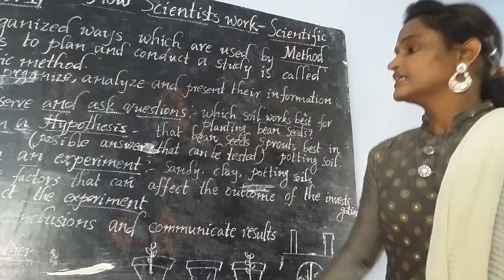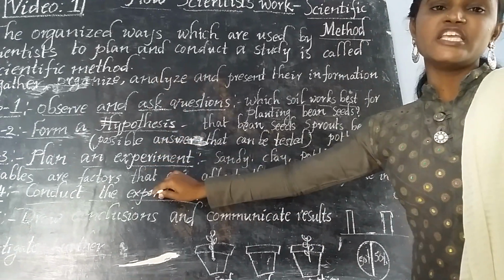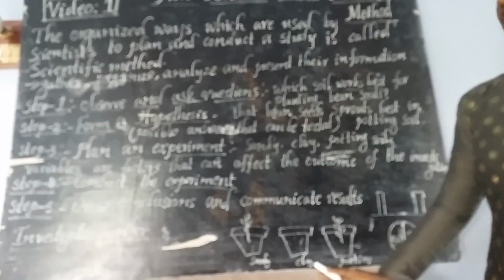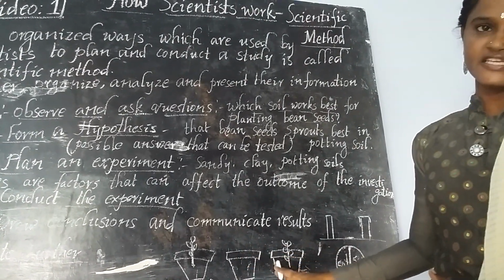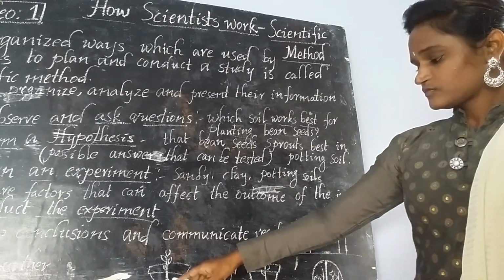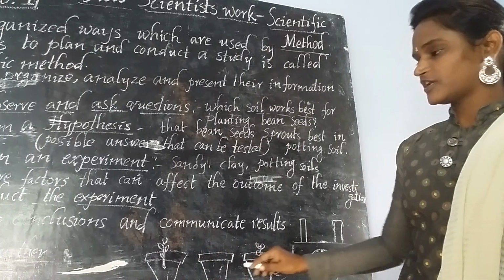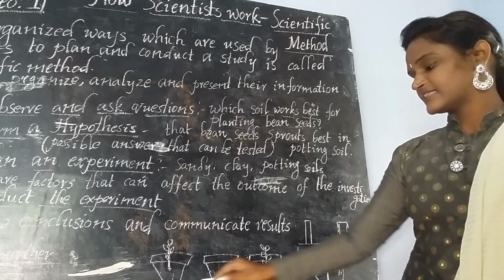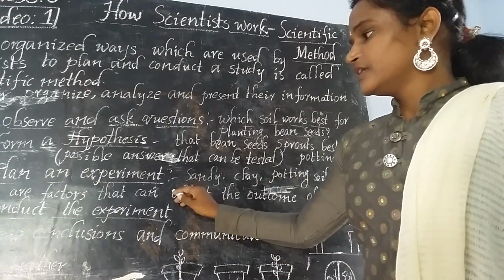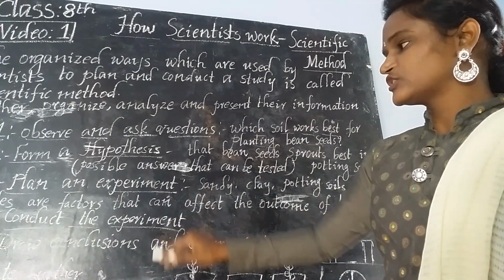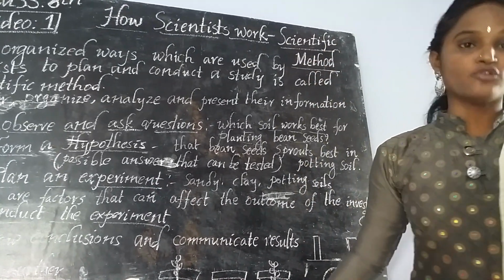What is that? Conduct the experiment. After planning the experiment, we need to conduct it. For conducting the experiment, we already gathered the required materials. Now he planted the bean seeds in different varieties of soils. What are the different varieties of soils? Sandy soil, clay soil and potting soil. Here, in conducting or planning the experiment, we should take care about variables.